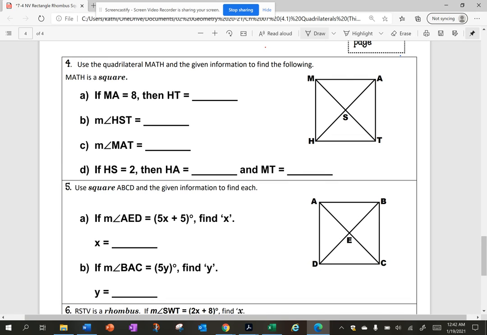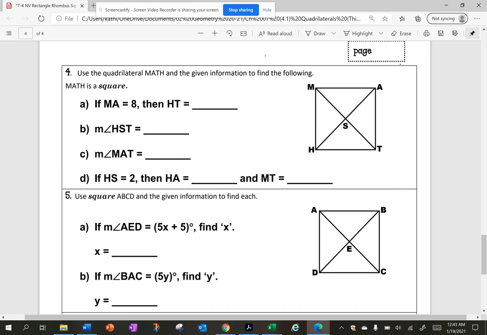In quadrilateral MATH and the given information, find the following. MATH is a square. So I have a new word here. So I have some new properties. So I know all 4 sides are congruent. I know the diagonals bisect each other. And I know that the diagonals are perpendicular. And I know I have 4 right angles. And I know all of this just from the word square.